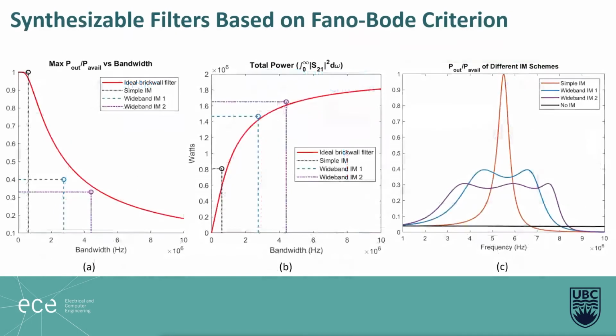With this technique, we can produce matching that closely relates to the bandwidth and power level of an ideal brickwall filter response. The red curves in A and B are responses of an ideal brickwall filter that satisfies the criterion. Wideband IM1 and wideband IM2 are matching networks synthesized using our method. They lie closely to the curve of the ideal brickwall filter.